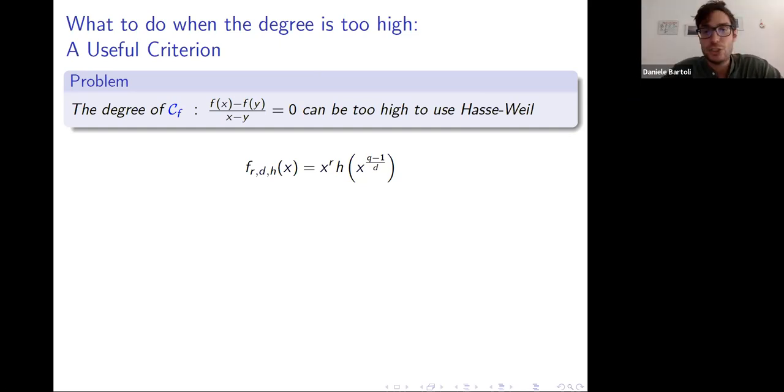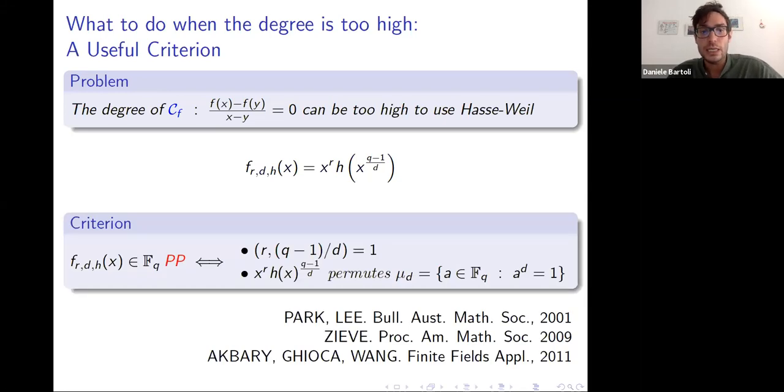If a polynomial f is such that f of 0 is equal to 0, and up to translations you can always assume it, then it can be written as x to the power r times h evaluated in x to some power, where this power is a divisor of q minus 1. F was a polynomial defined over Fq. Well, this criterion says that a polynomial written in this form is a permutation if and only if these two conditions hold. So r is coprime with this inner exponent, and a slightly different polynomial, where the exponent is inside here and outside there, permutes not Fq, but a subset of Fq, namely the set of the d-th roots of unity, which is completely contained in Fq, because d is a divisor of q minus 1.